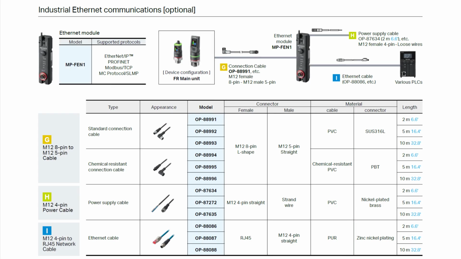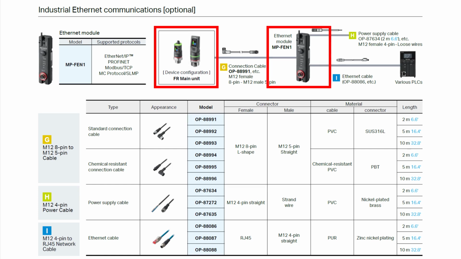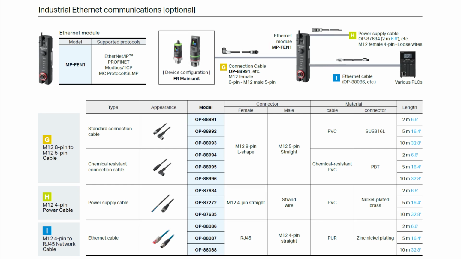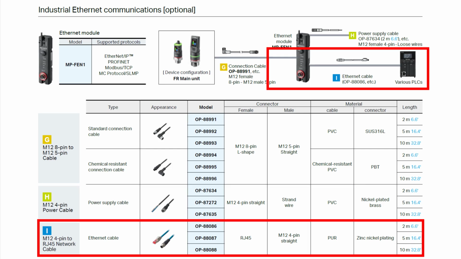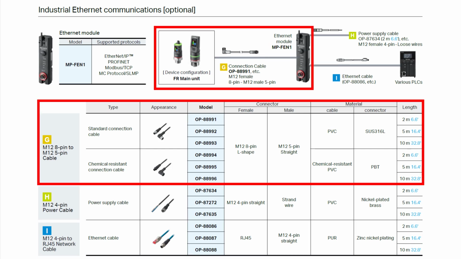To use the FR Series web server, you need two units: the FR Series radar level sensor and the MP-FEN1 Ethernet module. Alongside these two units, you'll need three cables: one power cable that supplies power to the whole system, one Ethernet cable that will connect to your local area network, and one connection cable that connects the level sensor to the Ethernet module.